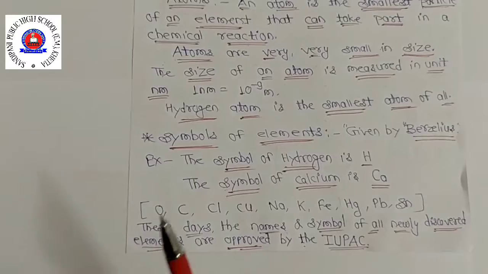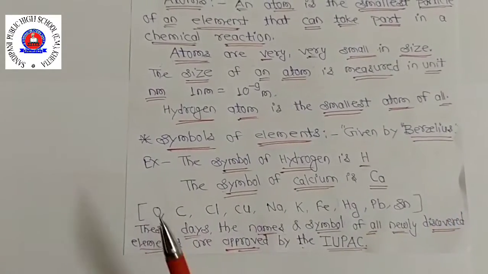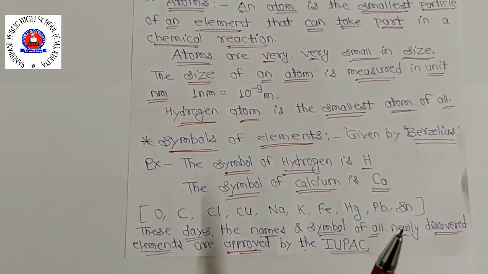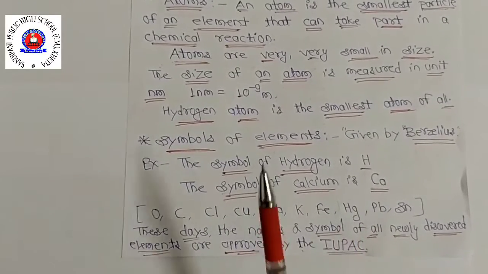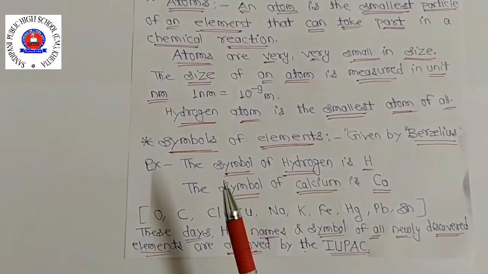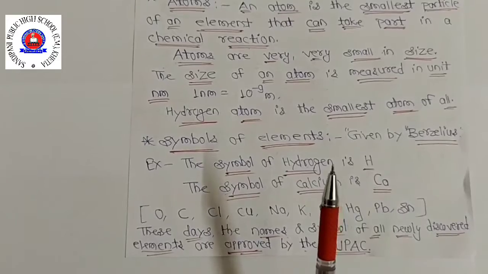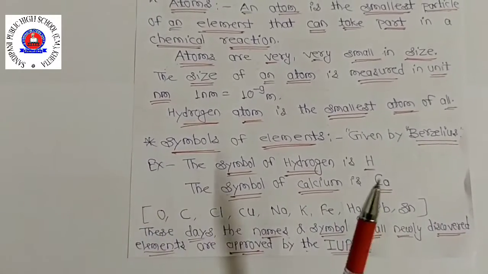So, modern symbols of elements, in order to write the chemical reaction conveniently, each element is represented by a separate symbol. Means अगर आपको chemical reaction लिखनी है तो for convenience we need that each element is represented by a separate symbol. So, the symbol of an element is the first letter, or the first letter and another letter, of the English name or Latin name of the element.